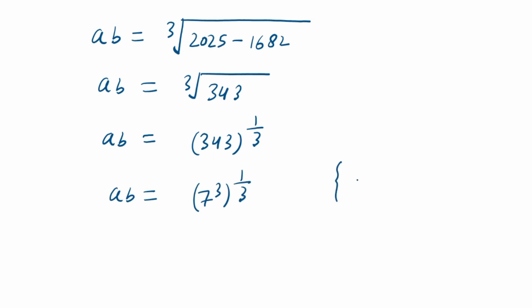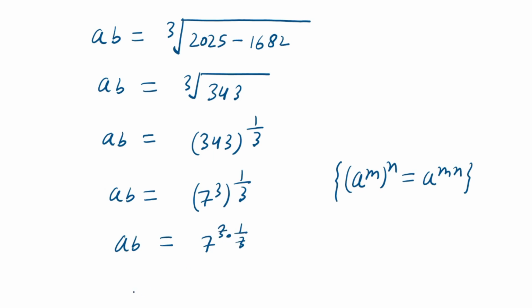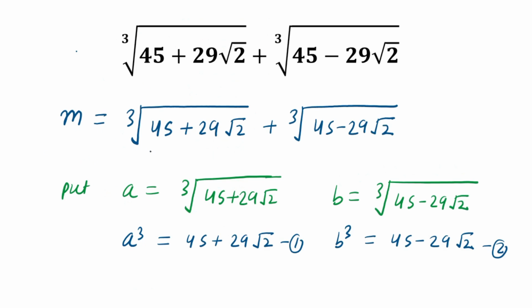Now we will apply the rule a power m bracket power n is equal to a power m times n. If we apply this rule here, then on the left hand side ab is equal to 7 power 3 times 1 over 3. Then this 3 and this 3 are cancelled out, so the value of a times b is equal to 7.